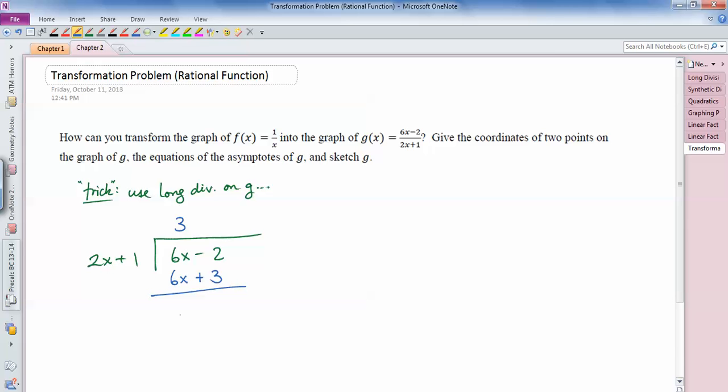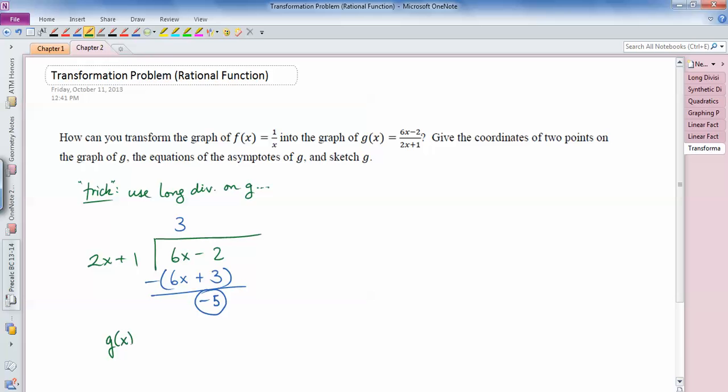Most students remember this cancels and then put 1 here, right? But that's not 1. Remember, you got to subtract everything. So it's 6x minus 6x is 0. Negative 2 minus 3 is negative 5. So here's our remainder.